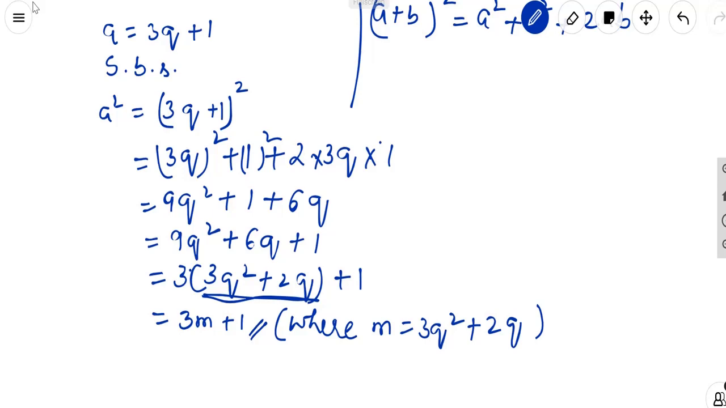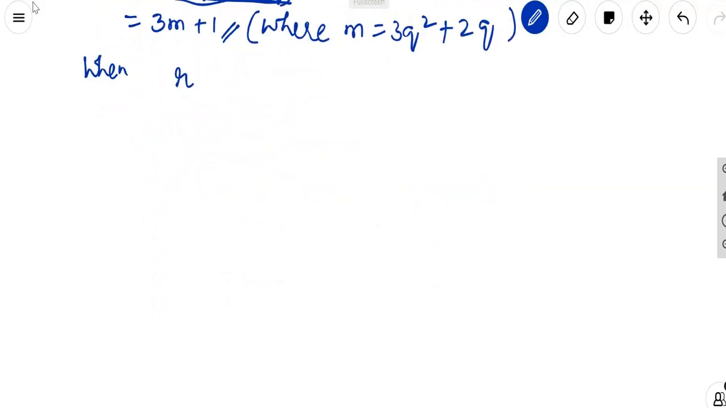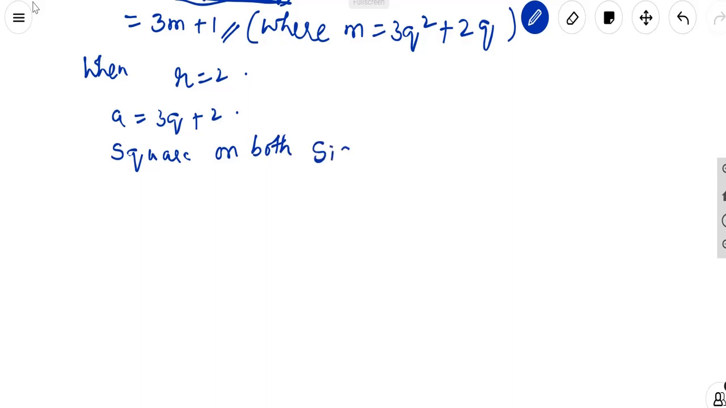So the second term also, when we square the value, we are going to get it as 3m plus 1. Okay, so the third case will be when r is equal to 2. So what equation are you going to get? a is equal to 3q plus 2. Correct, all of you? Now what we have to do? We have to square the above equation on both sides.